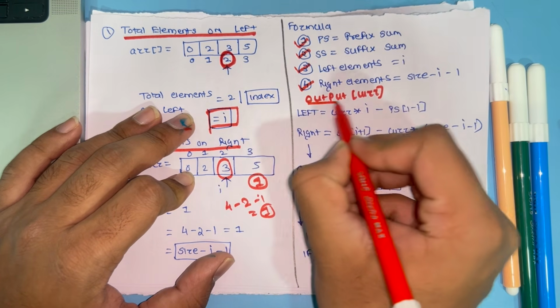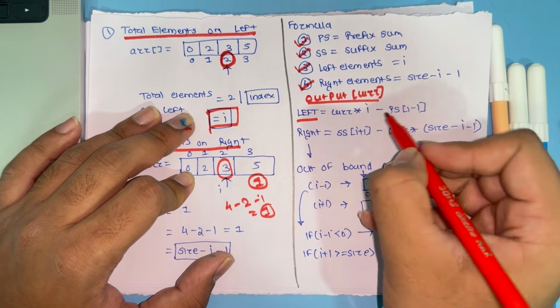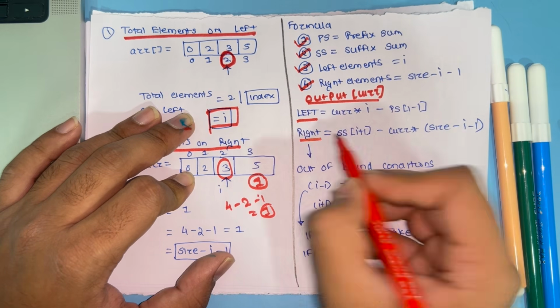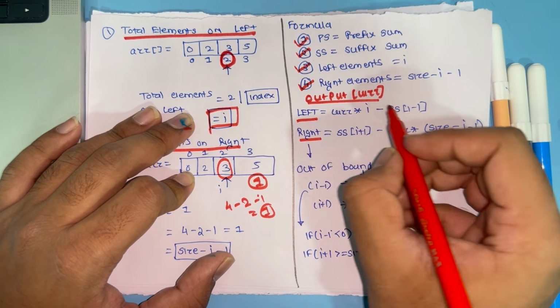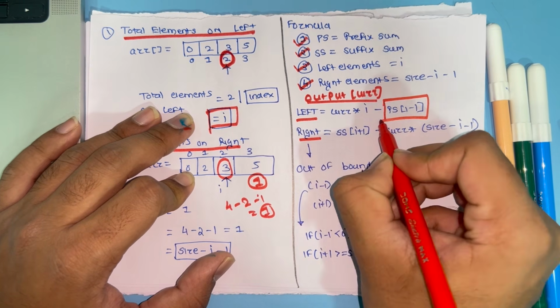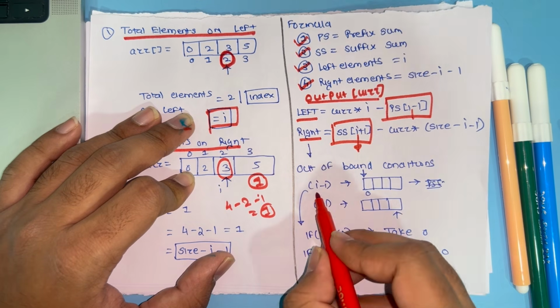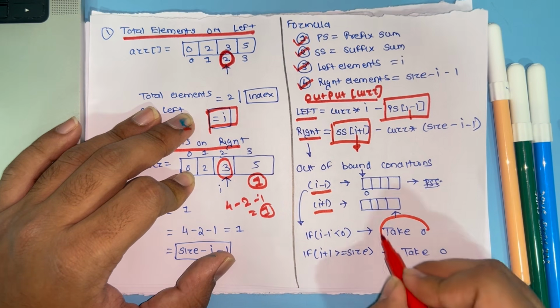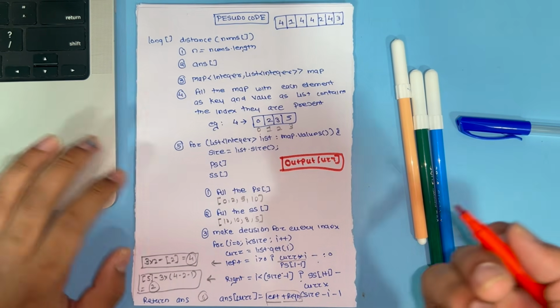So for any output of current, the formula will become: left equal to current into I minus prefix sum of I minus 1. Right will become suffix sum of I plus 1 minus current into size minus I minus 1. Here we just need to take care of the boundary conditions. Whenever we go out of boundary, I minus 1 or I plus 1 will just take the value as 0. I have written the pseudocode here, the full code will be in the comment section.